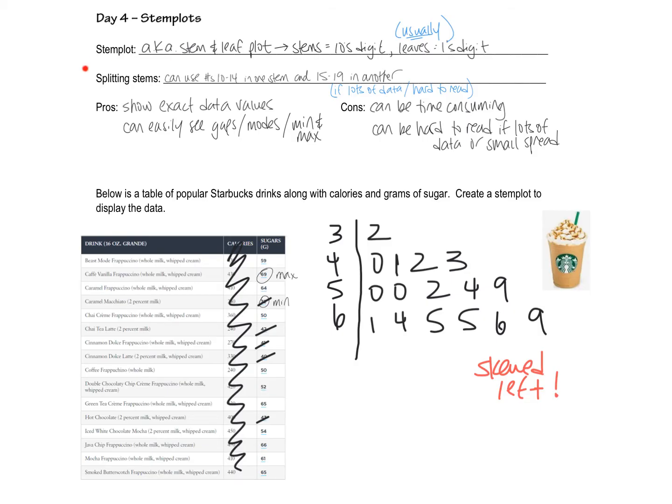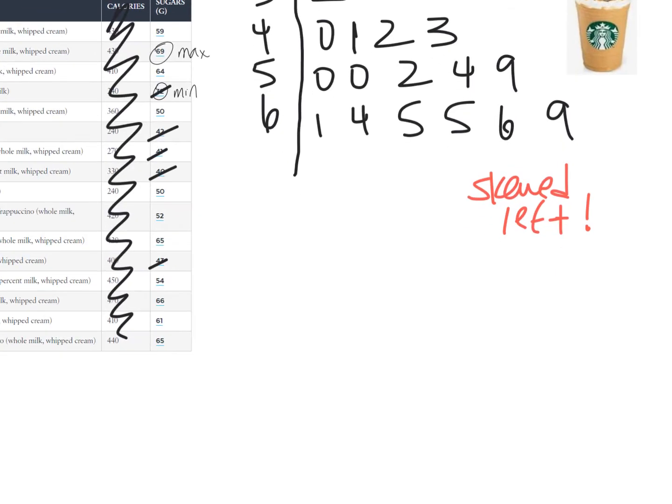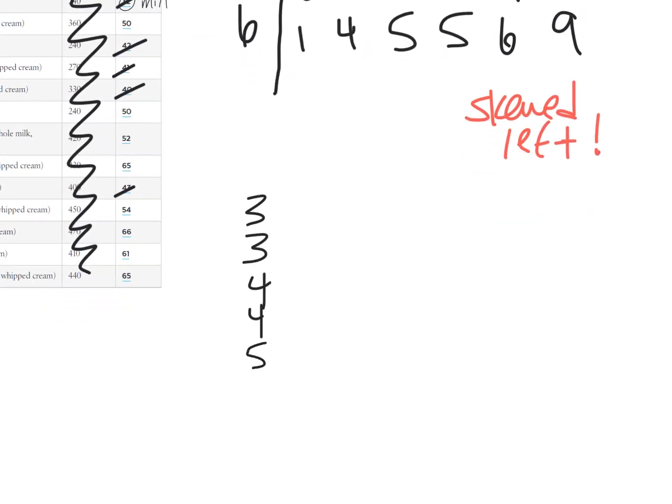I want to talk about splitting stems. What if I wanted a little bit more information and I had a bunch of numbers here in my 5s and 6s range, for example? Splitting stems looks like this. I can do 2 different 3s, 2 different 4s. This is allowed. This is one of the rules, 2 different 6s.